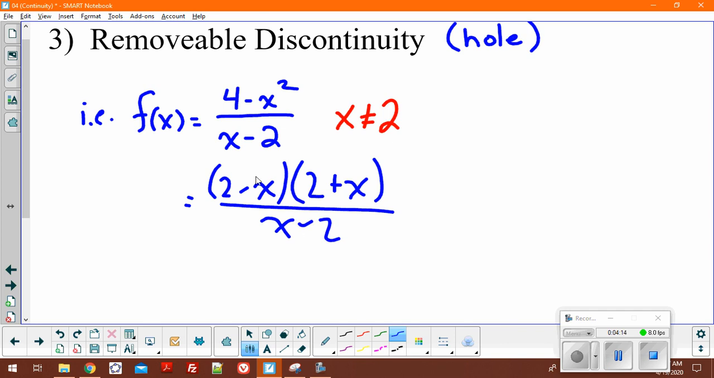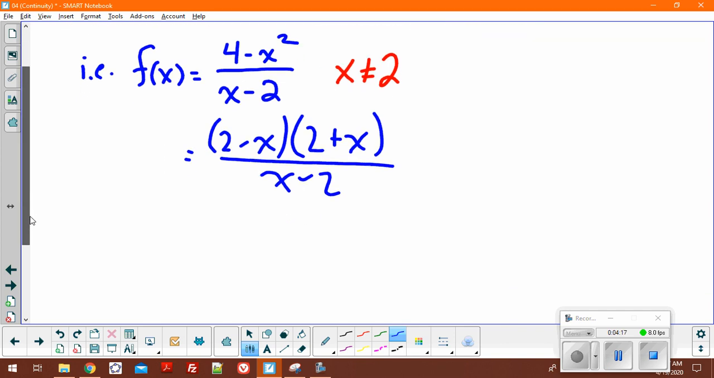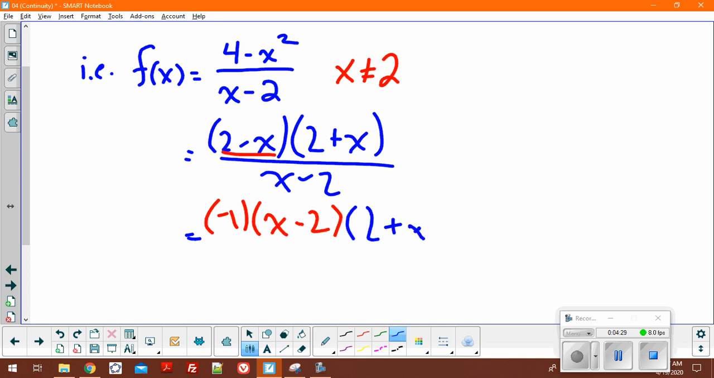I would like to be able to cancel this out, so a little factoring trick here. These two almost match, but they're flipped. So I'm going to rewrite that first one as -1 times x minus 2, over x minus 2.